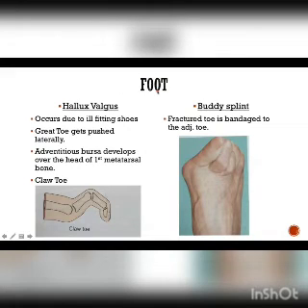The deformities of foot. Hallux valgus, also known as the claw toe. This is how it looks like, and it happens especially due to ill-fitting shoes. The great toe is more affected and it gets pushed laterally. The adventitious bursa develops over the head of the first metatarsal bone. And this is buddy splint. As you can see, the fractured toe is bandaged to the adjacent toe.